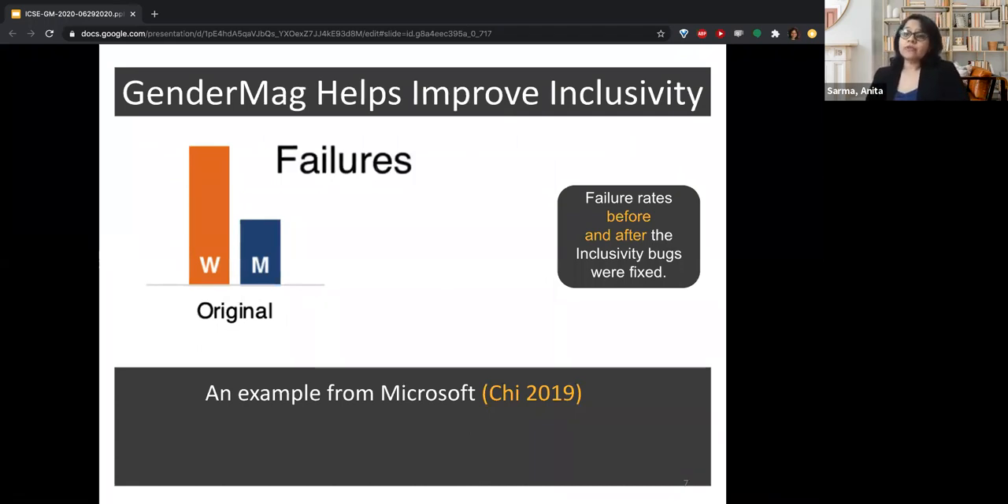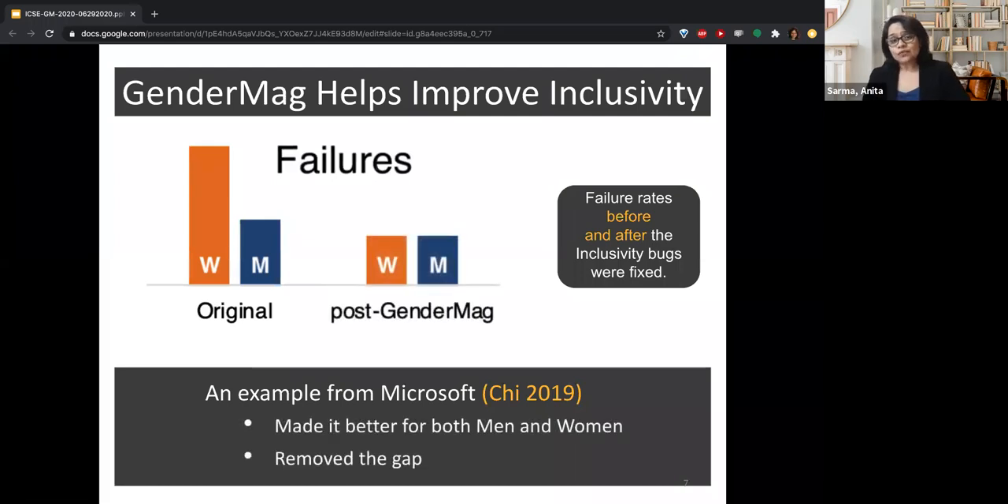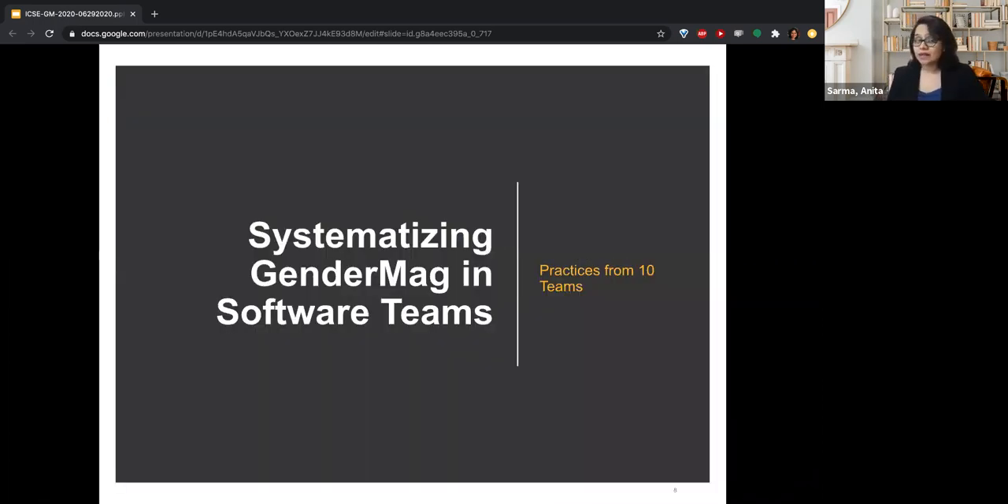Here is an example from Microsoft. It's a CHI 2019 paper, where in a user study, women tended to have failures at about half or double the rate that men did. Then they ran a GenderMag study and fixed those inclusivity issues they found. The post-fix shows that the new tool was better for both men and women, and more importantly, the gender gap completely disappeared. So this shows that GenderMag helps, but how can you systematize use of GenderMag in your software teams?